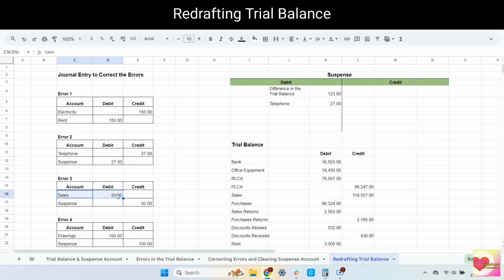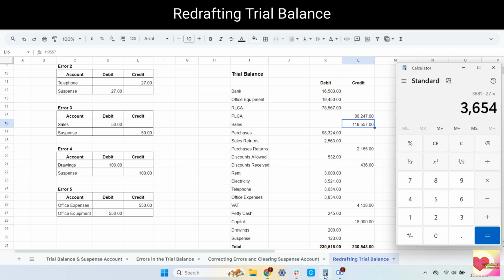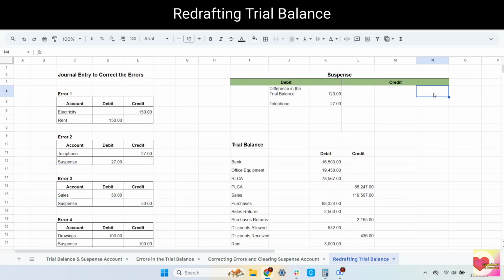Next, sales, 50 in debit, so this will decrease our sales in credit. Next, suspense, 50 in credit, so let's enter this to our suspense account, 50. For the details, it's the opposite account, which is sales.